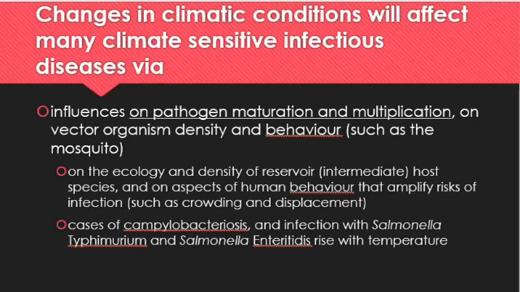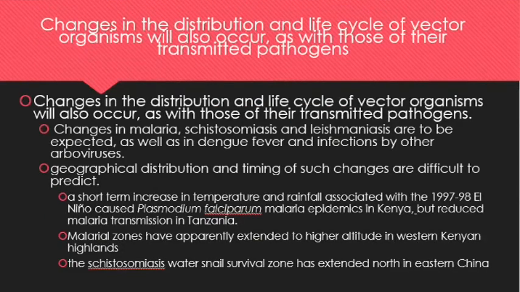So, nag-i-increase. Dahil sa climate change, nag-i-increase yung number of production ng mga bacteria such as salmonella, typhoid, and other diseases. So the changes in distribution and life cycle of vector organisms will also occur as with those of their transmitted pathogens. A change in malaria.